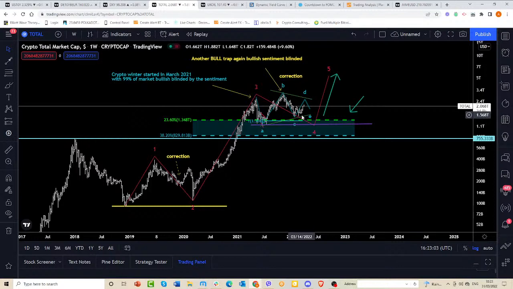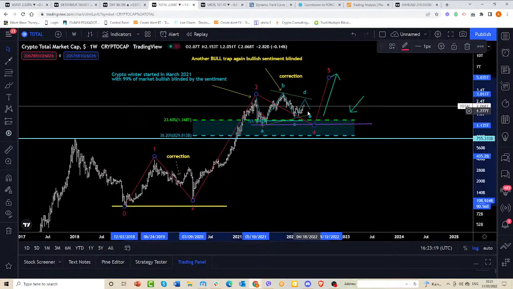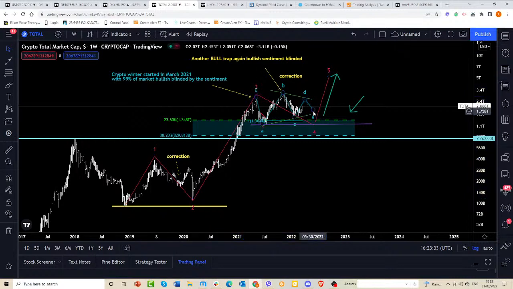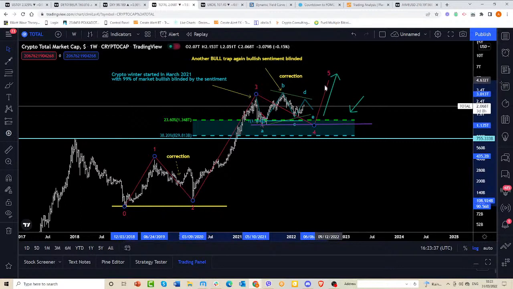We still view this as a triangle with the resolution up higher in the couple of weeks to come. This may be May or June or even July. Sometimes these legs in a triangle can take time, and we might have a couple of weeks more until we see some potential signs that this triangle is finished and we continue higher to a new high in the total crypto market cap.